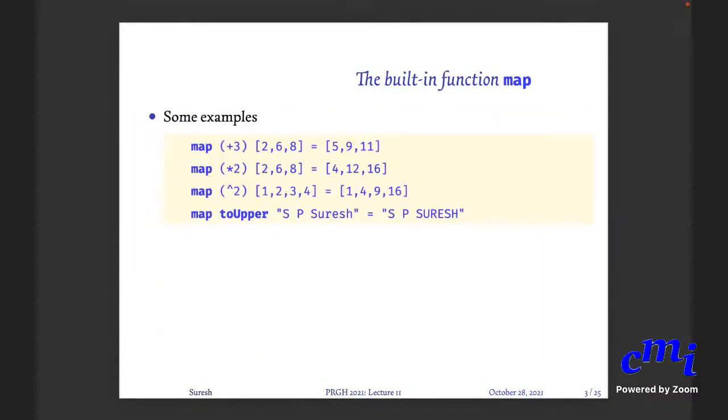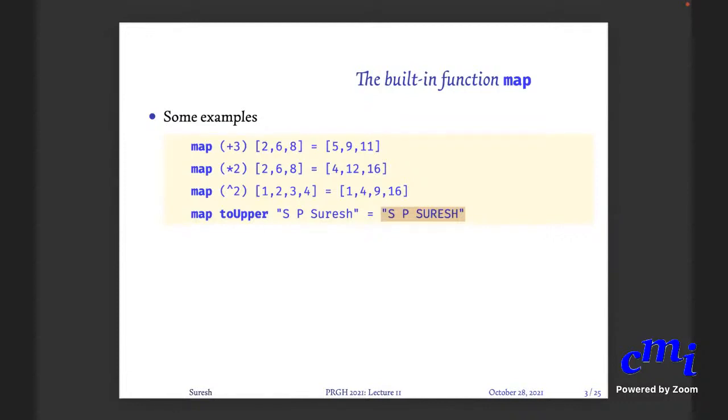But let me first give you examples. Map of plus 3 on 2, 6, 8 will give you 5, 9, 11, because you are adding 3 to every element in the list. Map of times 2 on 2, 6, 8 will give you 4, 12, 16, because you are multiplying every element by 2. Map of raised to the power 2 on 1, 2, 3, 4 will give you 1, 4, 9, 16, because you are squaring everything. Map toUpper of the string will give you this, where every letter has been capitalized. Remember that toUpper is smart. If it is not a lowercase letter, it won't do anything to it. It will just return the same thing. But if it is a lowercase letter, it will turn into an uppercase letter.